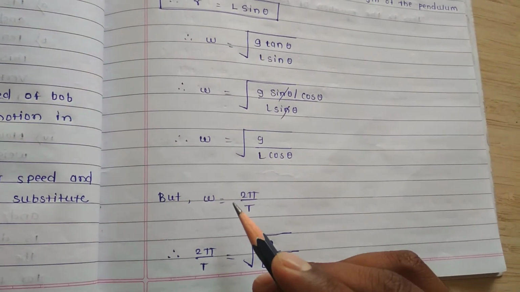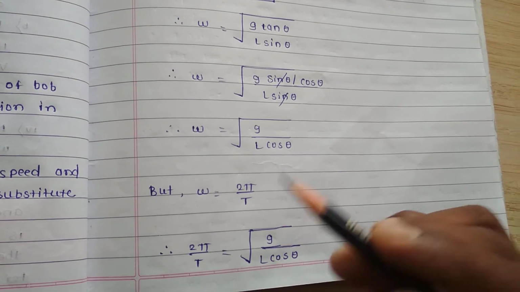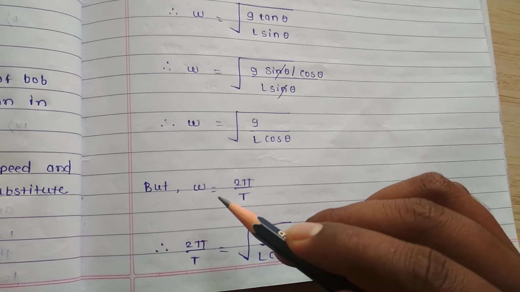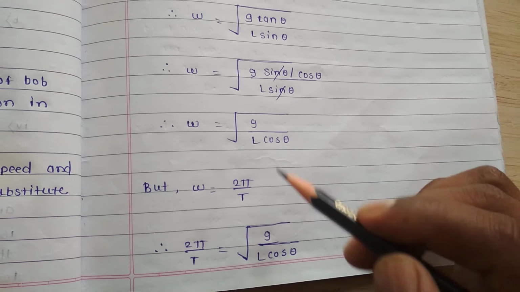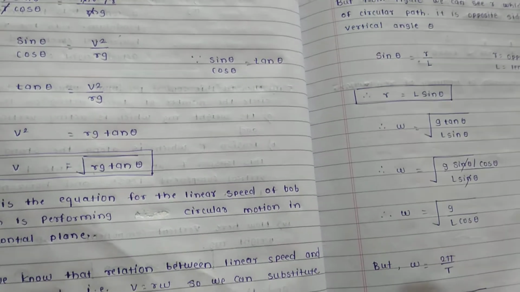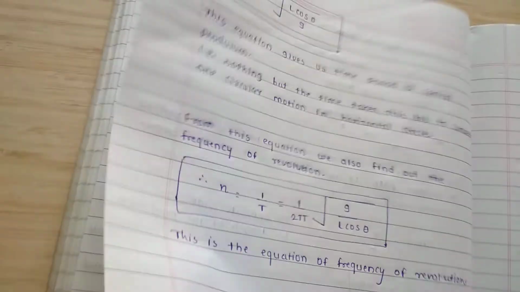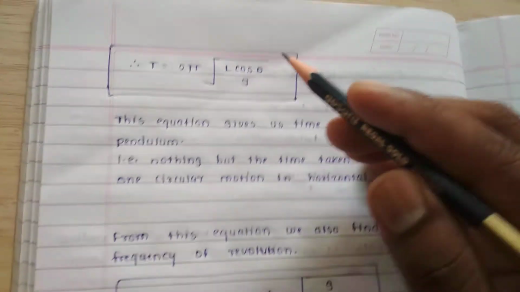But we know that omega is equal to 2 pi upon T. Therefore, 2 pi upon T is equal to under root g upon L cos theta. Taking T as the numerator, T is equal to 2 pi under root L cos theta divided by g.